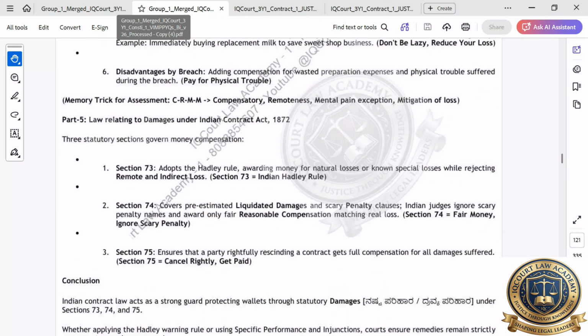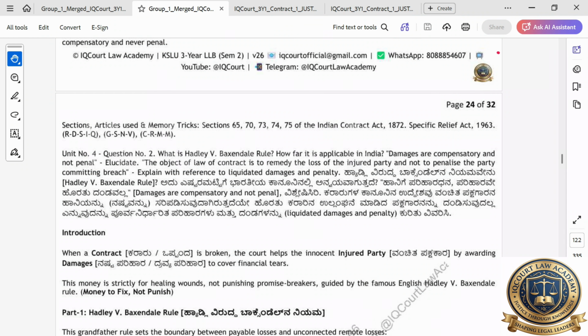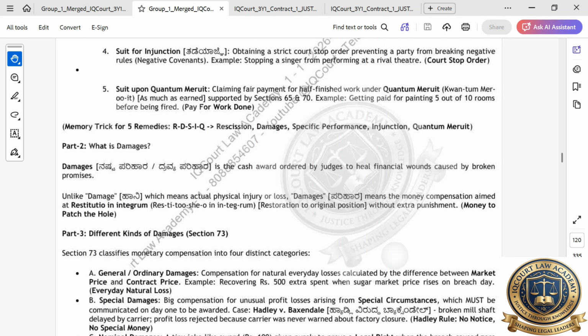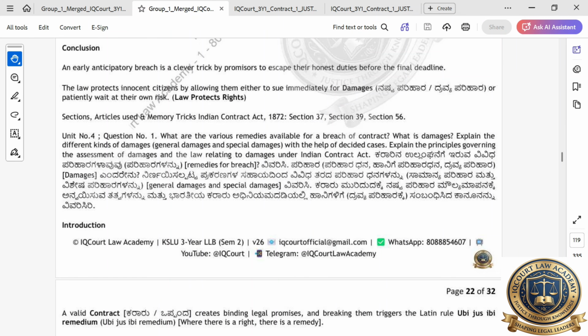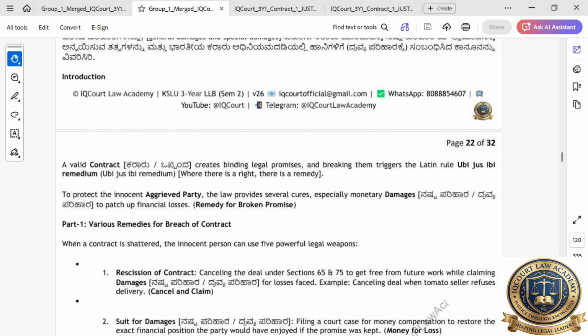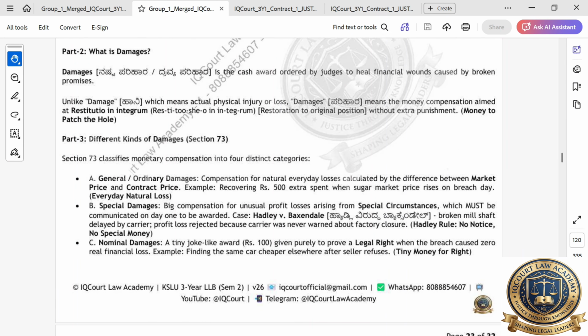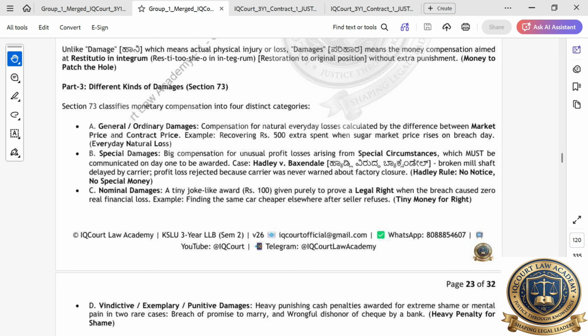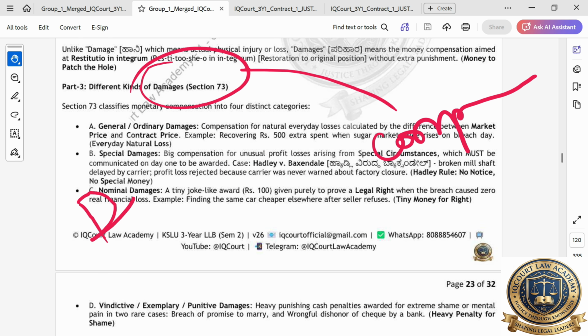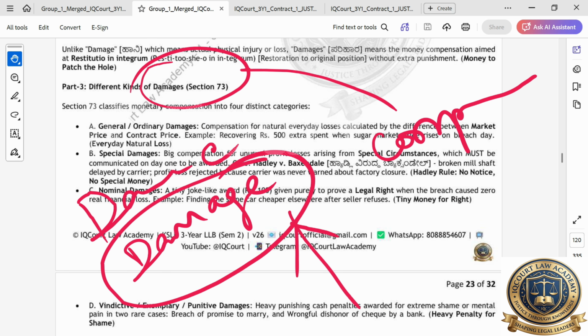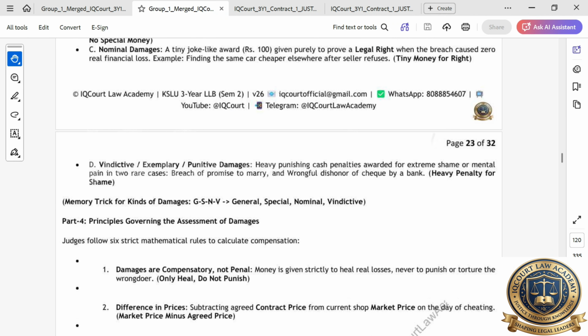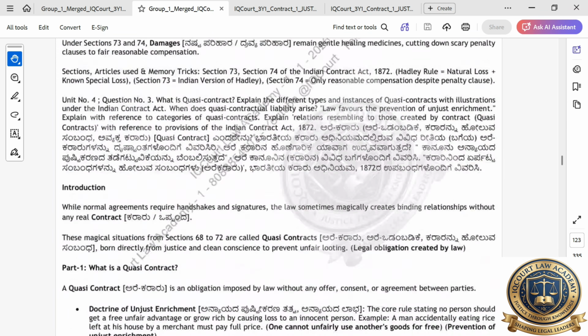As per the study material, we'll go to this. Damages are compensatory, not penal. This question we already explained. Then, what are the various remedies? Remedies means you have to pay some money. If you breach a contract, you will have to pay some amount. But you have to explain damages. Damages means compensation, not damage. Damage means you have spoiled something; if you add S, it becomes compensation. This is very important. Without these things, simply writing is very difficult.